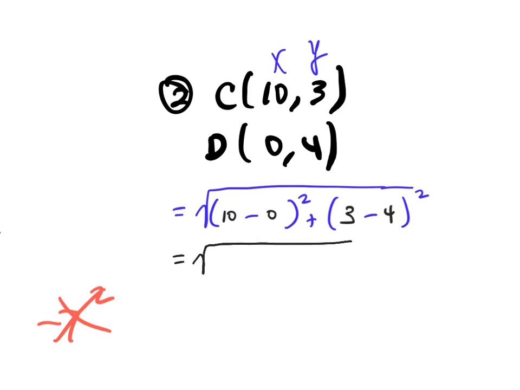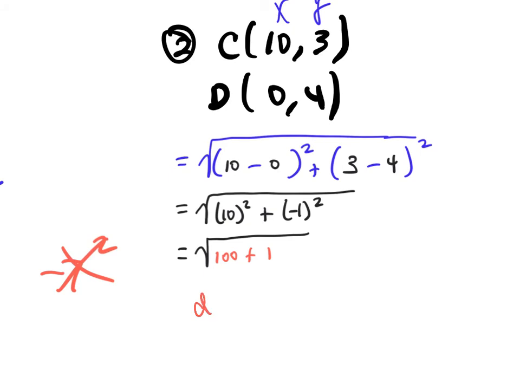And now we simplify. What is 10 minus 0? 10. So 10 squared. Plus, what's 3 minus 4? -1 squared. Remember, when you square a negative number, it becomes positive. So 10 squared is 100. Plus -1 squared is 1. So you get that the distance between these 2 points is the square root of 101. And that does not break down. That's your exact answer.